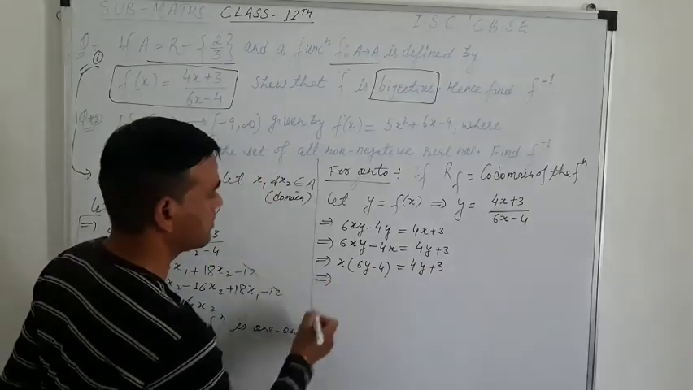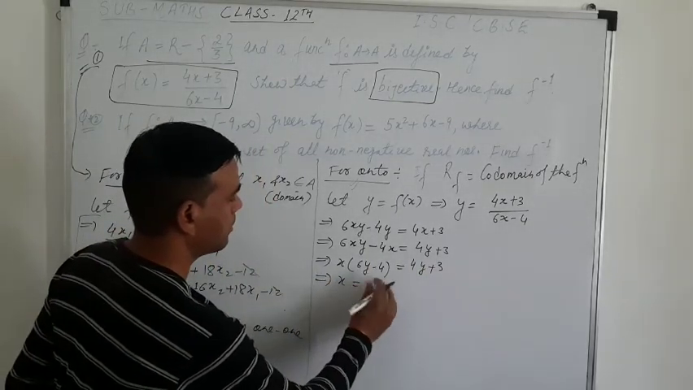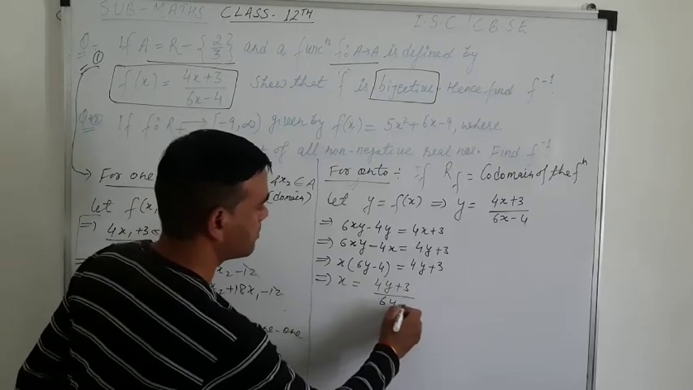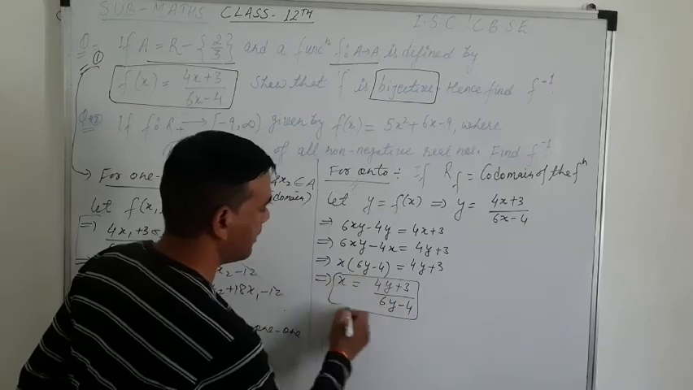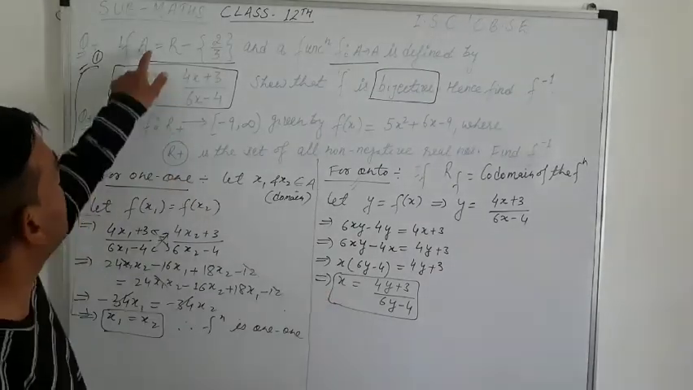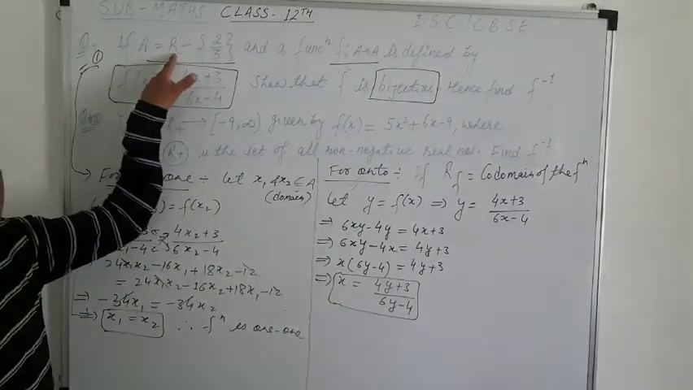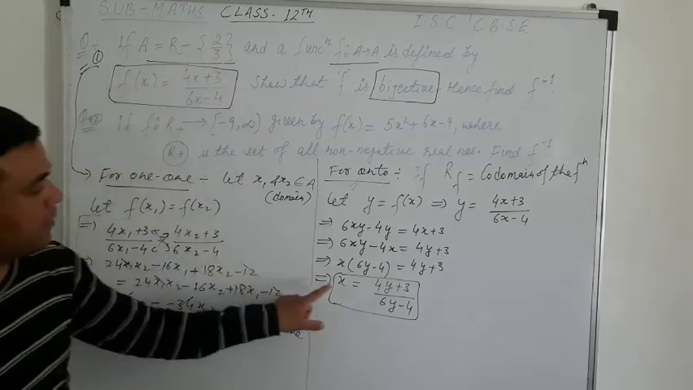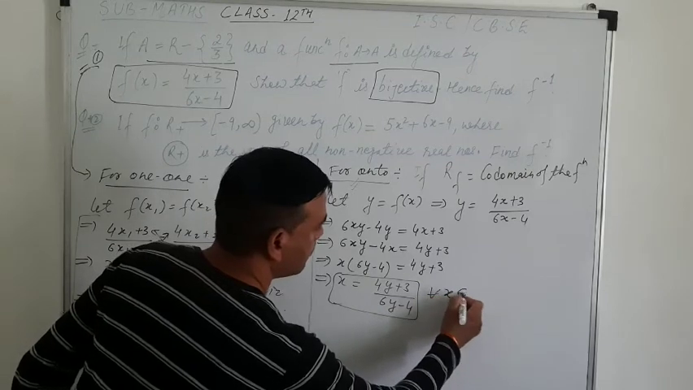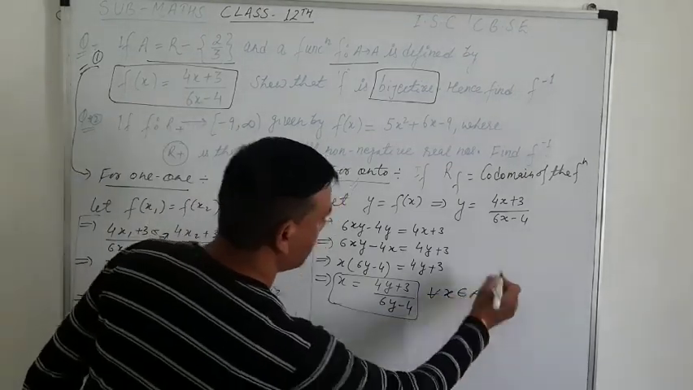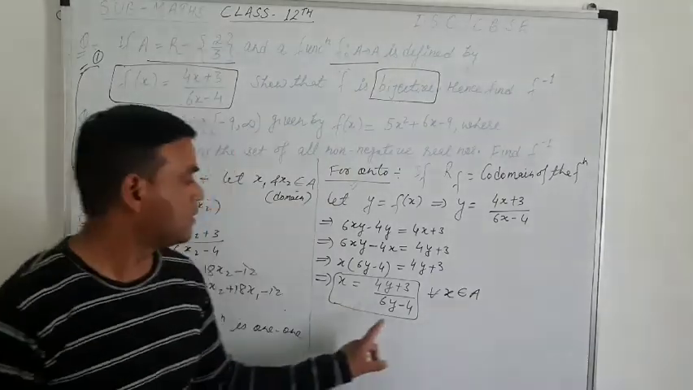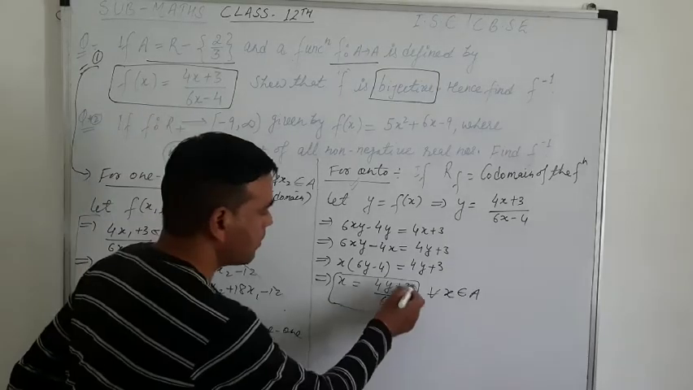After further solving this, we will get x is equal to (4y plus 3) upon (6y minus 4). This is nothing but the domain of the given function, and we better know that the domain of the given function is the set of real numbers except 2 upon 3. It means for all x belongs to set A.